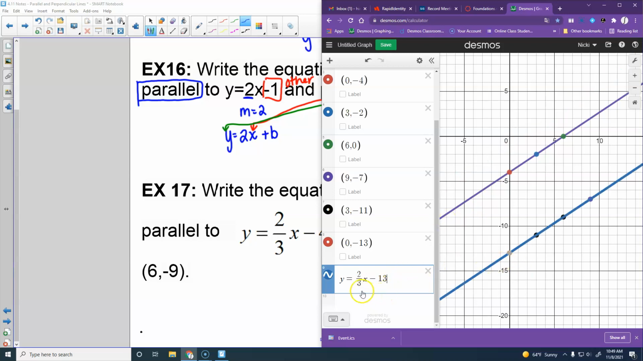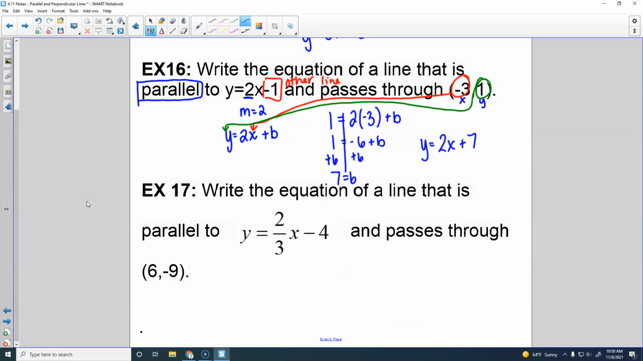So you see if I graph that line, y equals 2/3 x minus 13, then I have this line right here. So our answer here is y equals 2/3 x minus 13.